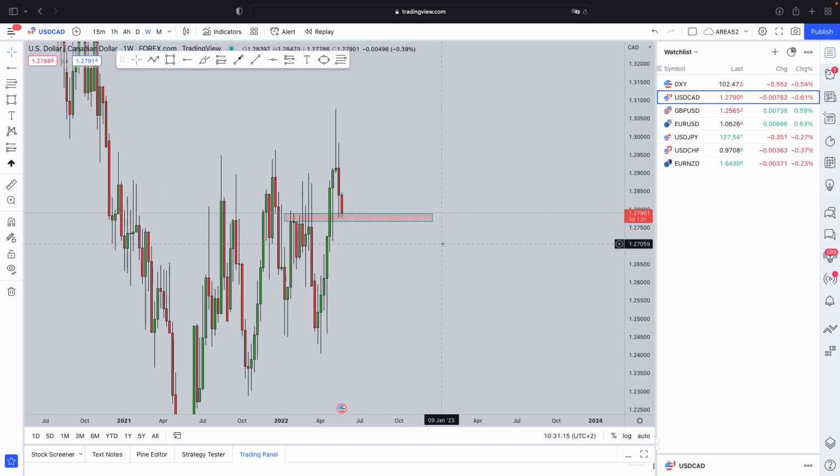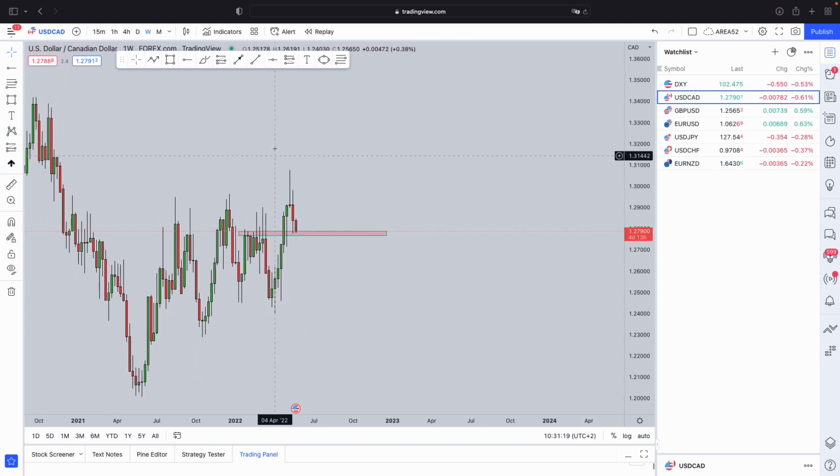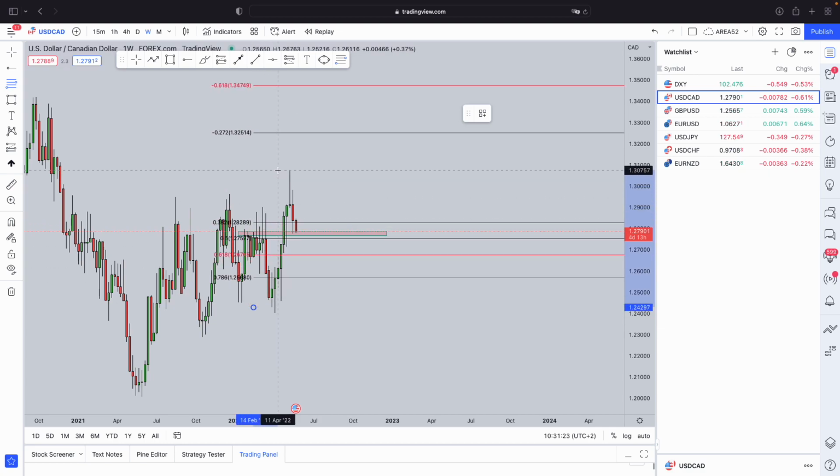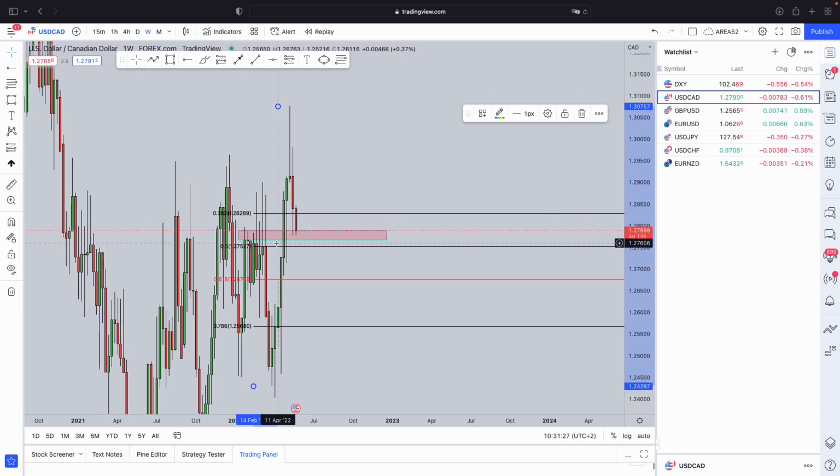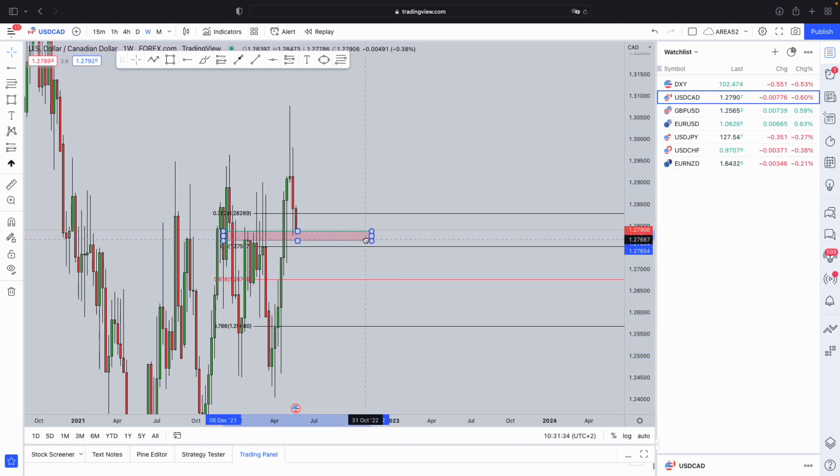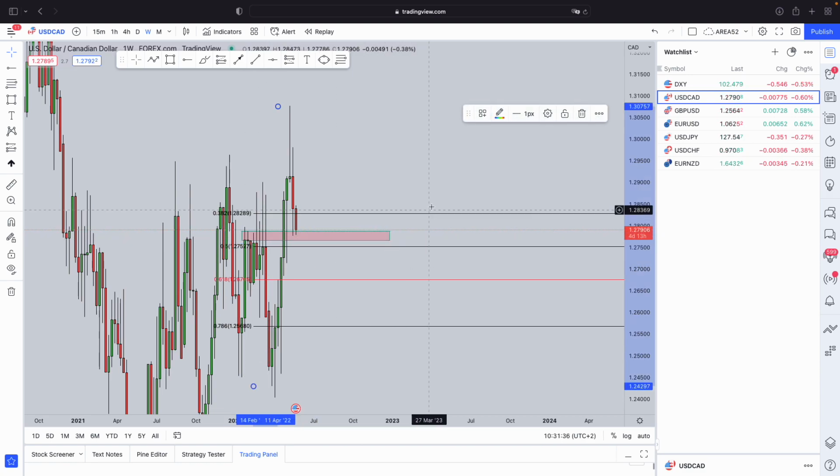Now from a weekly perspective, the market had printed above the strong level of resistance, back tested as support, printed a massive impulse. After an impulse, you expect a correction, and the best way to measure that correction is by taking your Fibonacci from the high to the low. Now we can see we do have a 0.50 pullback over here, but the market had broke below this 38.2, and it's testing this strong structural level that we have over here.